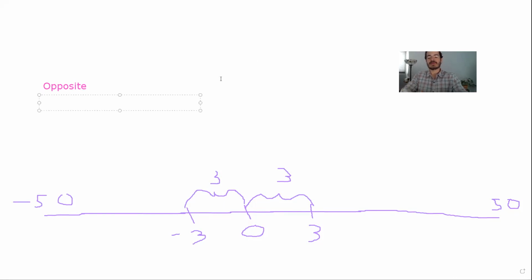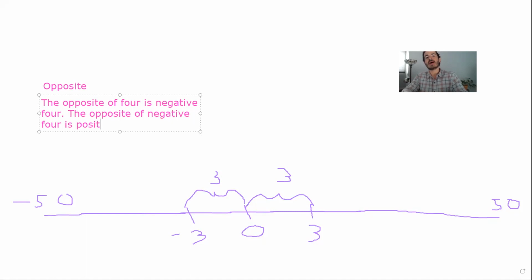So I'm going to write that down so you can see it. The opposite of 4 is negative 4. The opposite of negative 4 is positive 4. All right? So the opposite of any number is that number negative, or the opposite of any negative number is that number positive. Okay, that's what opposite's all about.